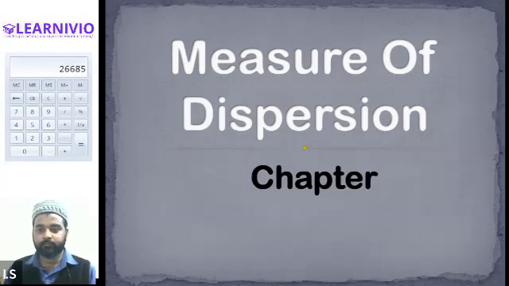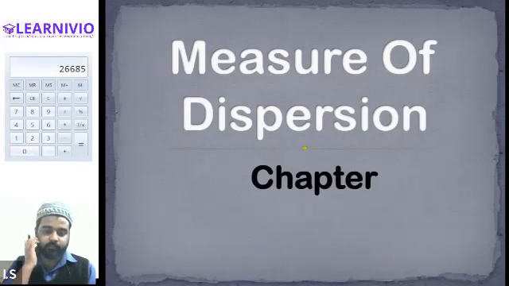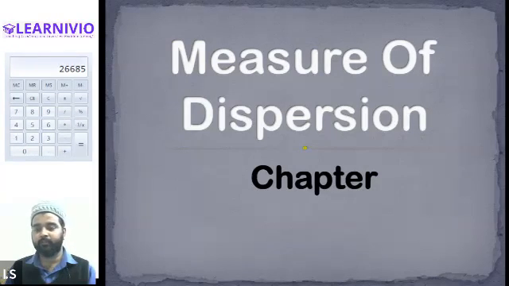So, in the last session of statistics, we started this chapter, measures of dispersion, wherein we discussed the meaning of dispersion, and after that I covered the types of dispersion. Then we discussed various methods by which dispersion can be calculated. So before proceeding further, as usual, we will first revise everything that we did in the last session.